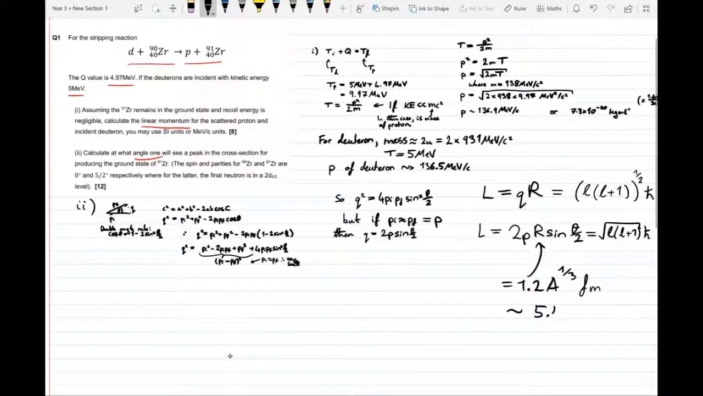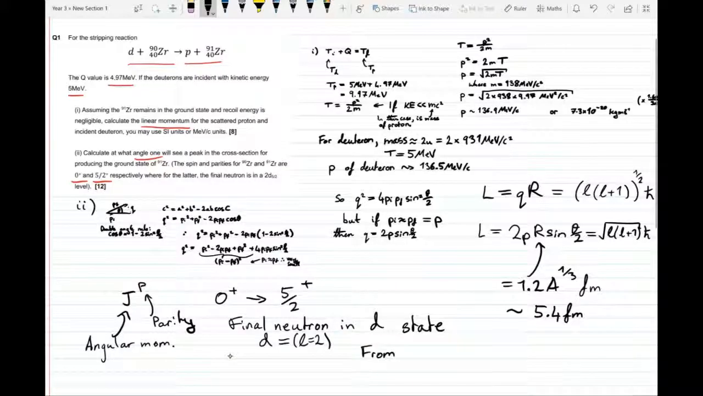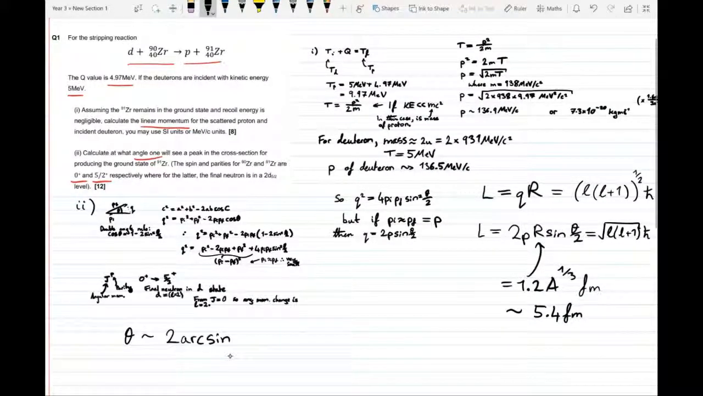Since the angular momentum state of the initial zirconium is 0 and becomes 5 over 2, the final neutron in the zirconium isotope is in the d state, which is L equals 2. So there must be an angular momentum change of L equals 2. Substituting in our values, we get a cross-section peak angle of 38 degrees.